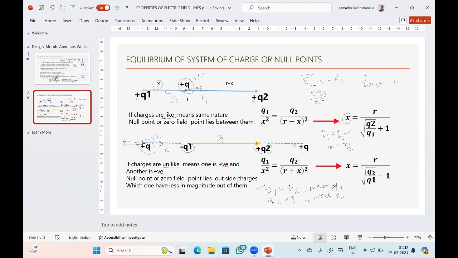Force 0 does not necessarily mean the field is 0; it may or may not be 0. That I will explain in the electric field due to a solid sphere and a hollow sphere. I will come to explain there. So in this system of charges, in this case, I can consider force also.